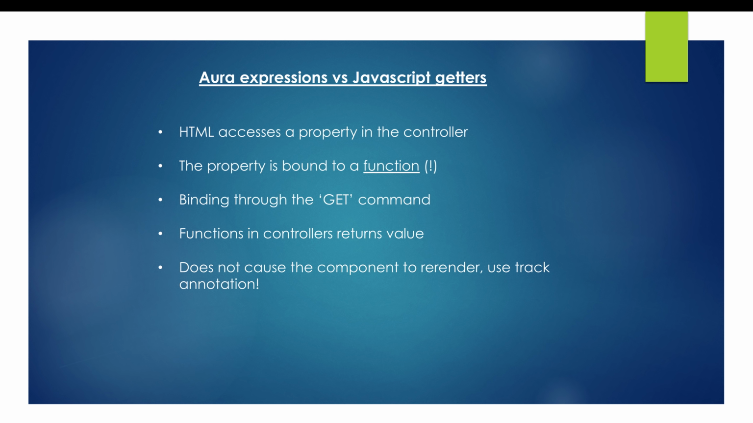So you can see any property, any attribute, all of them are defined in a controller, and those need to be accessed from HTML. No attribute is defined directly in the HTML file. The property is bound to a function. Binding through the get command, we bind it through a get command, whenever we want to pull a value from our controller. We'll see how it works.